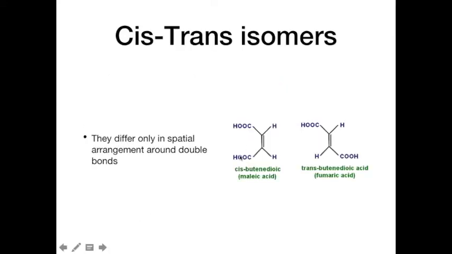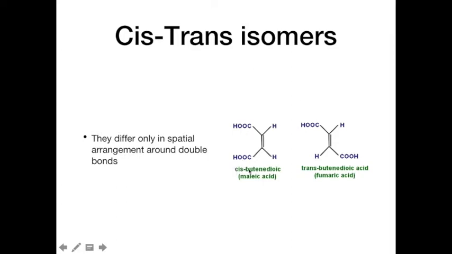Now, there are the cis-trans isomers. They have the same structure, but there is a difference in how they are arranged in space. For instance, you see here, we've got the two groups on the same side, but here they're on different sides. If they are on different sides, we call it the trans version of this. And if they're on the same side, we call it the cis version.